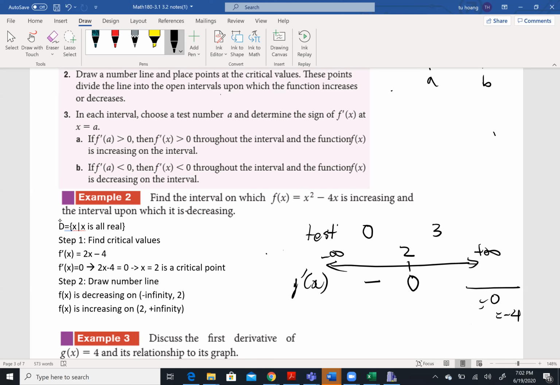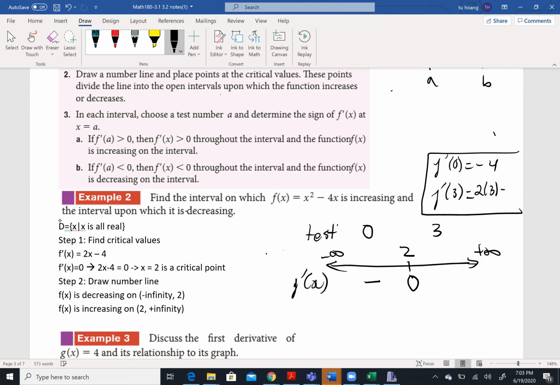I'm going to clean this up to make more space. Maybe I'm going to put it up here. So I have f prime of 0 equal to negative 4. And then f prime of 3 equals what? 2 times 3 minus 4, right? Which equals 6 minus 4, which equals 2. So that is positive, right?